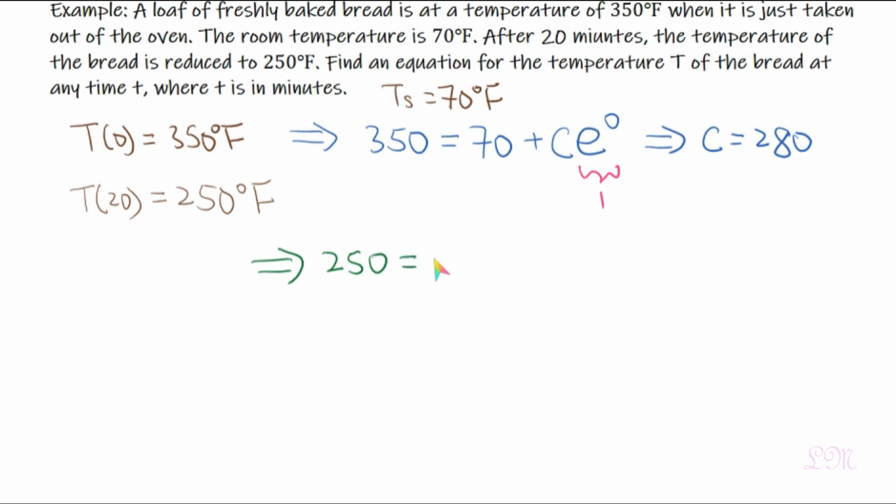Now plug in this second condition here into the same equation that was on top a moment ago. So we have 250 equals 70 plus C, so we just found that C is 280, so plus 280 times e to the kt, and t in this case is 20. And let's just rewrite the exponent as 20k instead of k20.